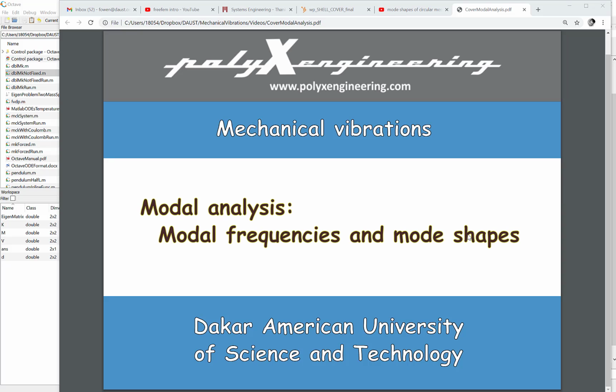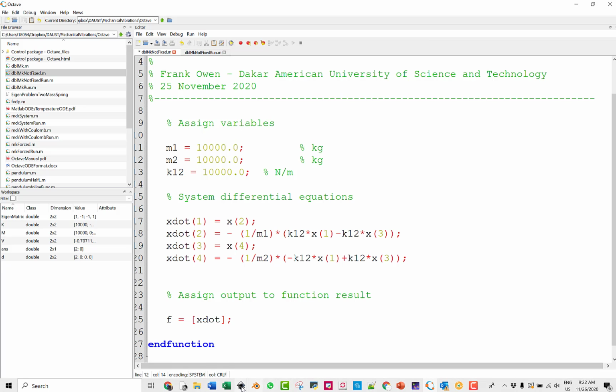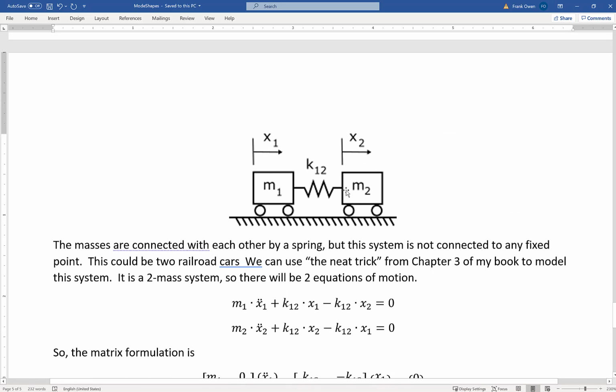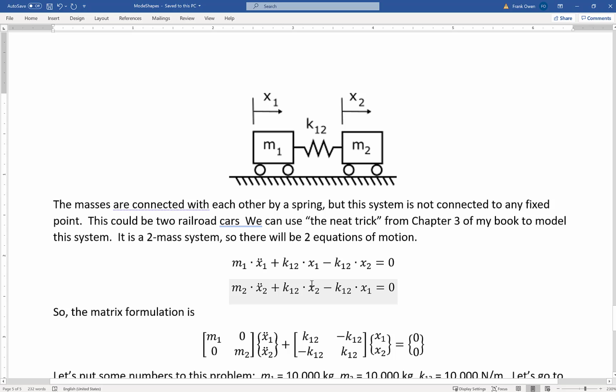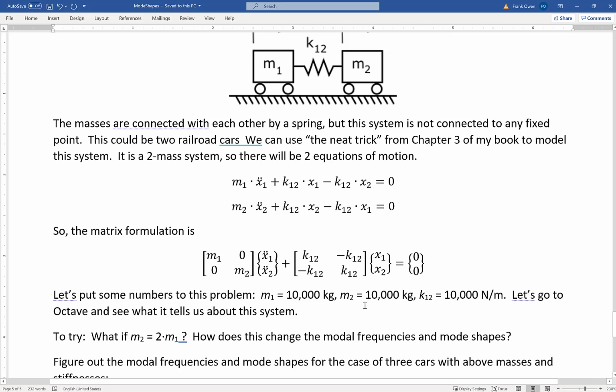This is the fourth video in a set of videos on modal analysis. I'm just going to pick up where I left off. What I had done was I had figured out, for the system here with two masses not connected to anything, I wrote the equations of motion. I produced the matrix formulation of that. I put some values in here.